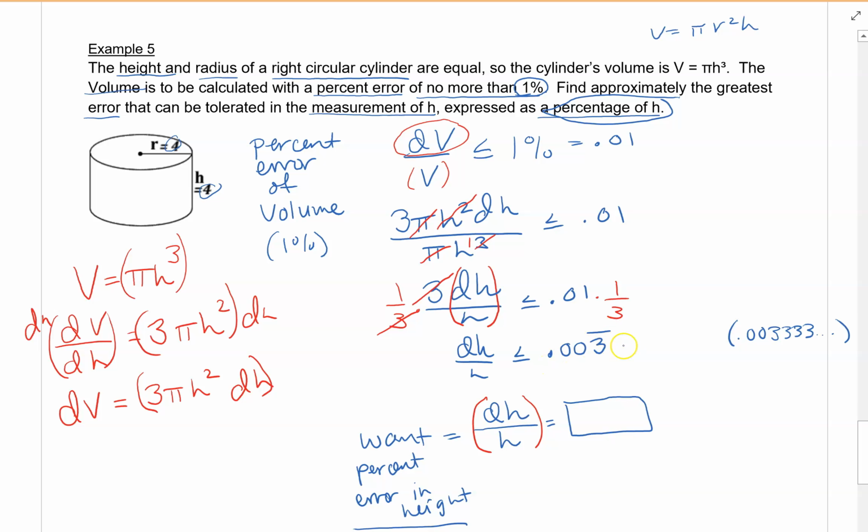If I take this decimal and multiply it by 100, I know my percent error in height. That would be about 0.3 repeating percent, or 1/3 of a percent if I think of it as a fraction. Either way, that would be the allowed percent error in measuring the height.